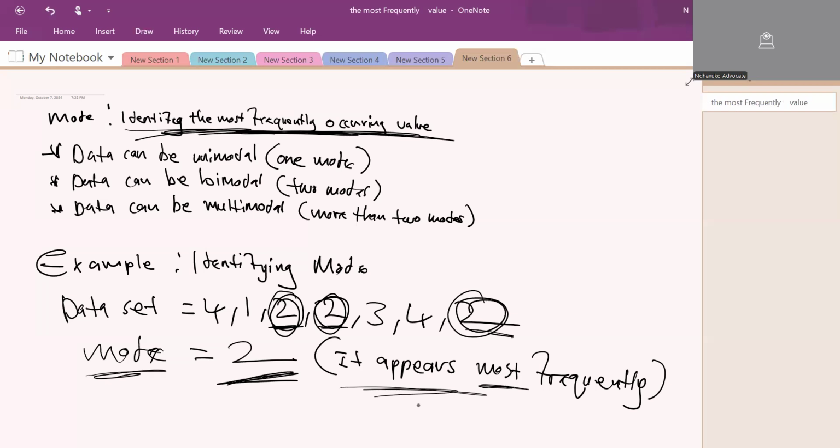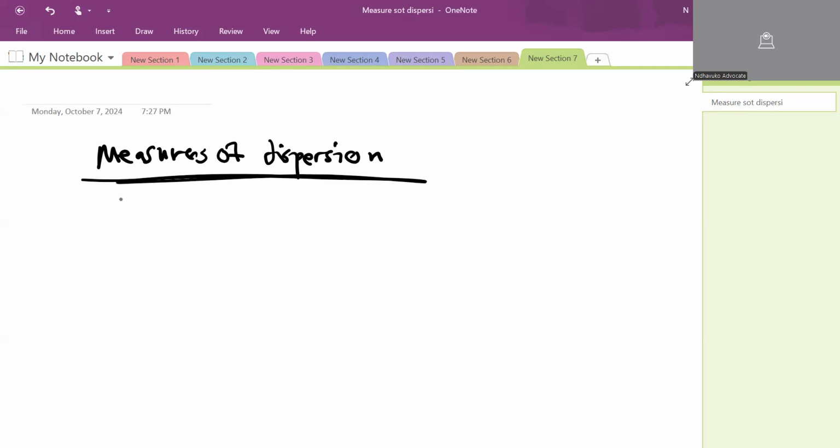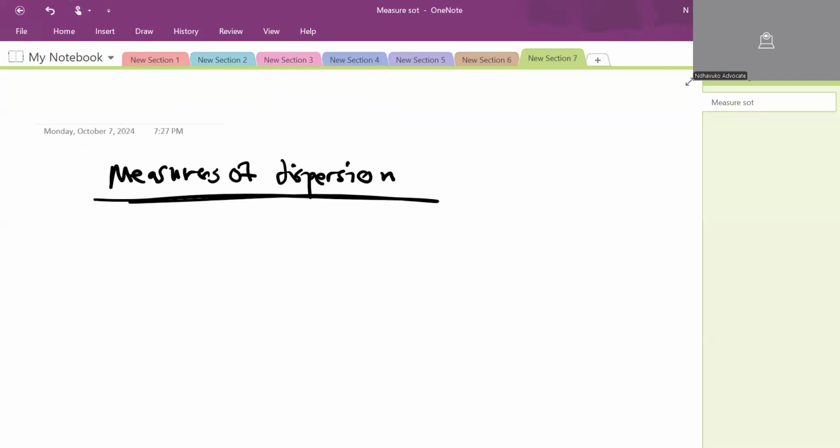Can we go to the IQR? Can we go to the quartiles? To the quartiles, then we conclude with this session. We call this the measures of dispersion. We're about to conclude with this session. Please pay much attention here.